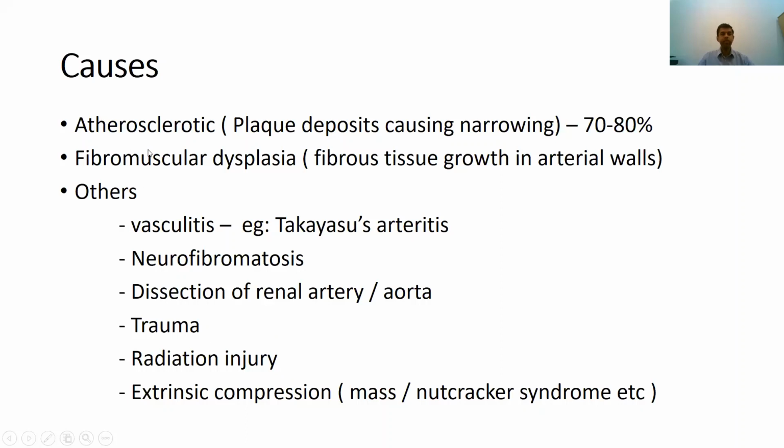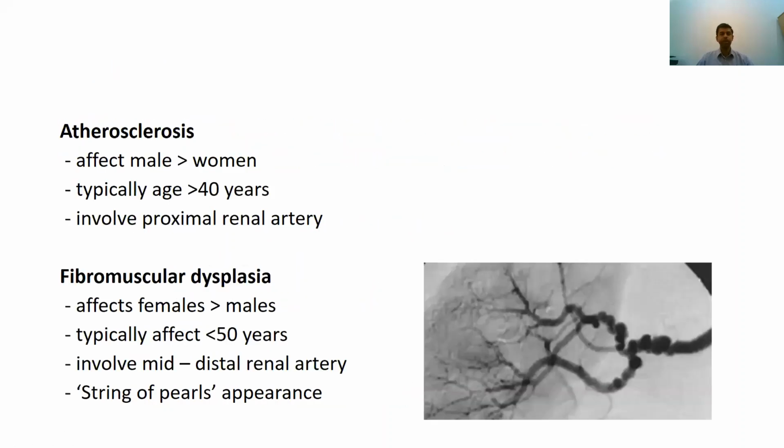But for you, it's very important that you at least know the first two conditions of atherosclerosis and fibromuscular dysplasia. Atherosclerosis is more seen among males than women, and typically in the elderly, when your age is about 40, 50, that's when you start seeing renal artery stenosis in an elderly group of patients. If it is secondary to atherosclerosis, generally it's the proximal part of the renal artery that's mostly affected. Most of these patients will have other complications secondary to atherosclerosis like peripheral vascular disease, ischemic heart disease, strokes. So you will see it affecting other body systems as well.